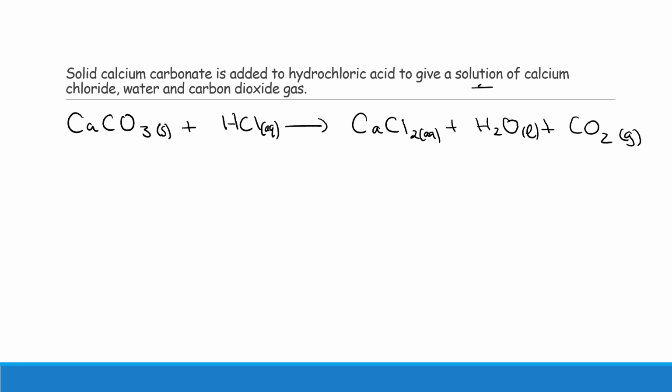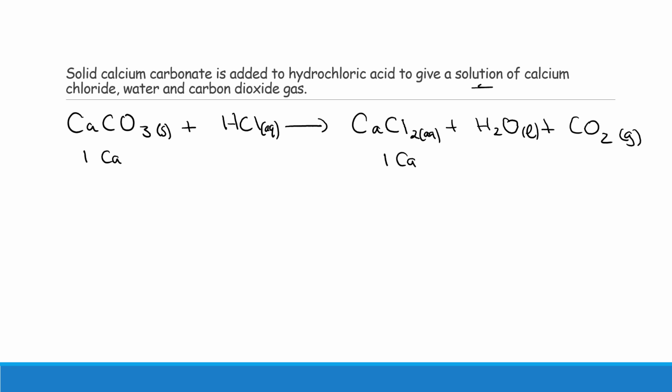Now, in order to do that, I'm going to go through my steps. The first step is to balance the metals. Now, I've only got 1 metal, and that's calcium. So I've got 1 calcium on the reactant side, and 1 calcium on the product side. Now, step number 2, balance polyatomics. Carbonate is a polyatomic, but it's not on the product side anymore, so it's broken up. So I'm going to have to balance it broken up. So there are no polyatomics I can balance here.